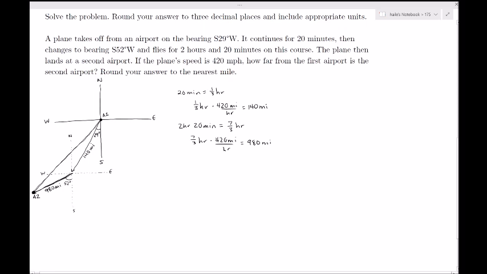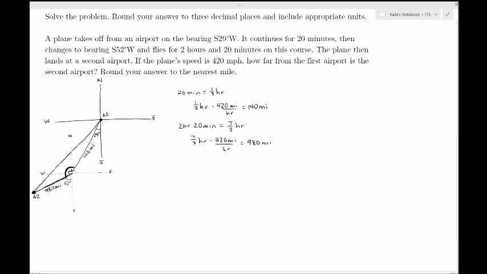Okay, so notice what we have here. We have two sides of a triangle, and I think it's possible to find this angle in here. Okay, that's a little right angle in there, but I think we can find that angle. So if we have two sides and the angle between them, then we can use the law of cosines to find the missing side. All right, so let's try to figure out what this angle is in here.